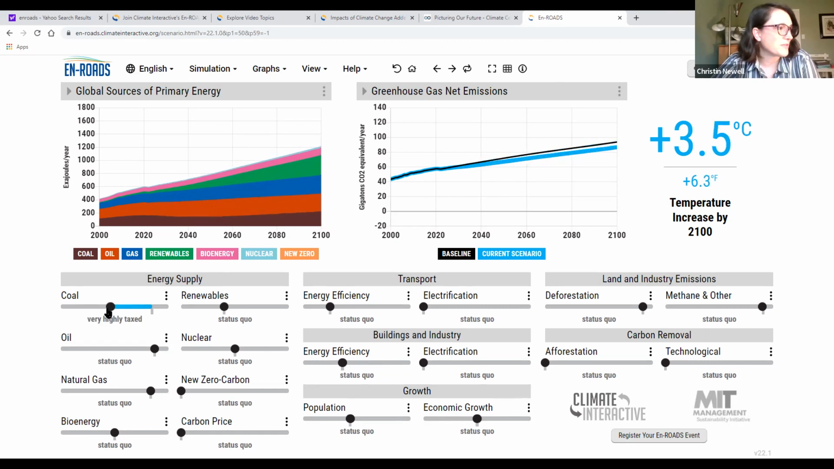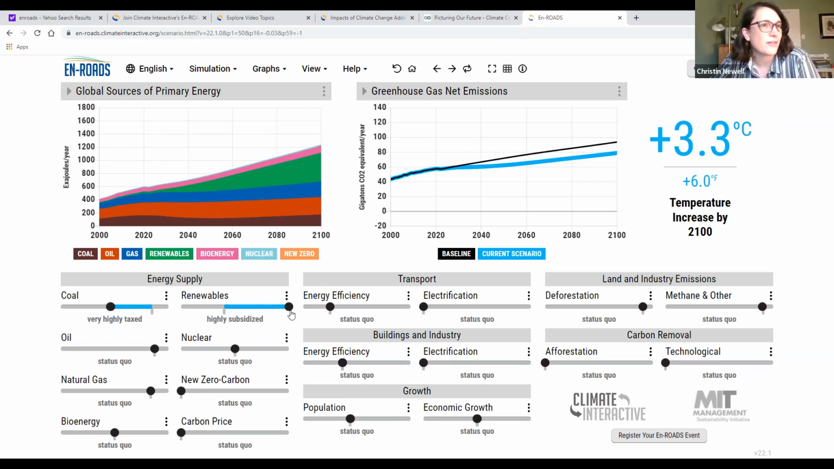So that gives us 0.1 degree. I love renewables, so let's increase renewables. Yeah, let's take renewables all the way. I'm comfortable taking it all the way because every single factor they have in here is based in reality. So they don't let you go to 100% electric cars. They have a gradual percent year by year.